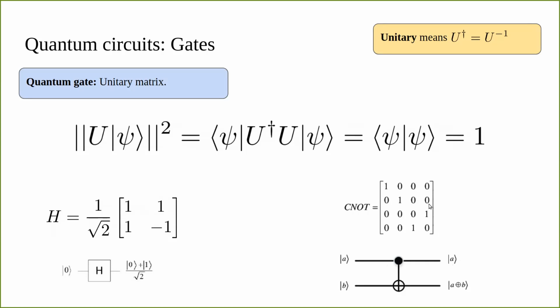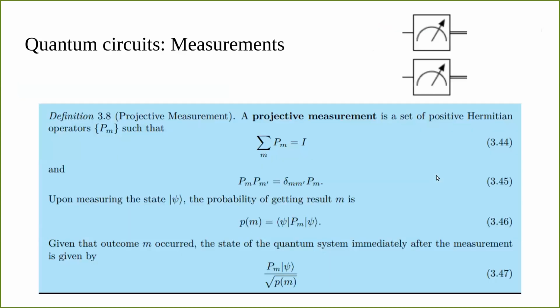Okay, so that's quantum gates. We're 2/3 of the way there for the circuit. The last thing is measurements. Measurements go as follows. We represent them by these symbols again in the circuit. And I'll restrict to projective measurements for this talk.